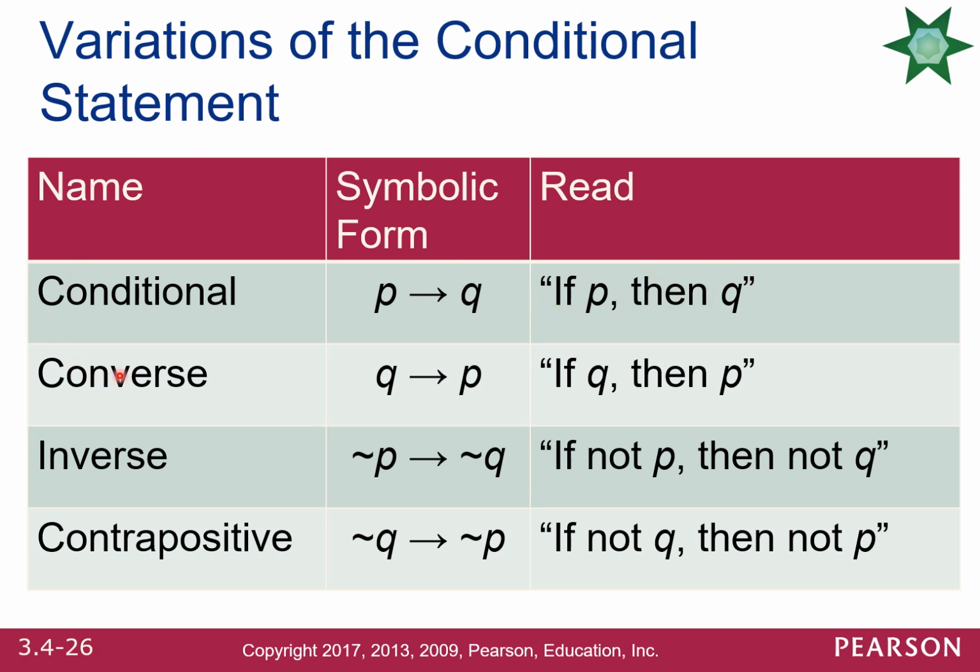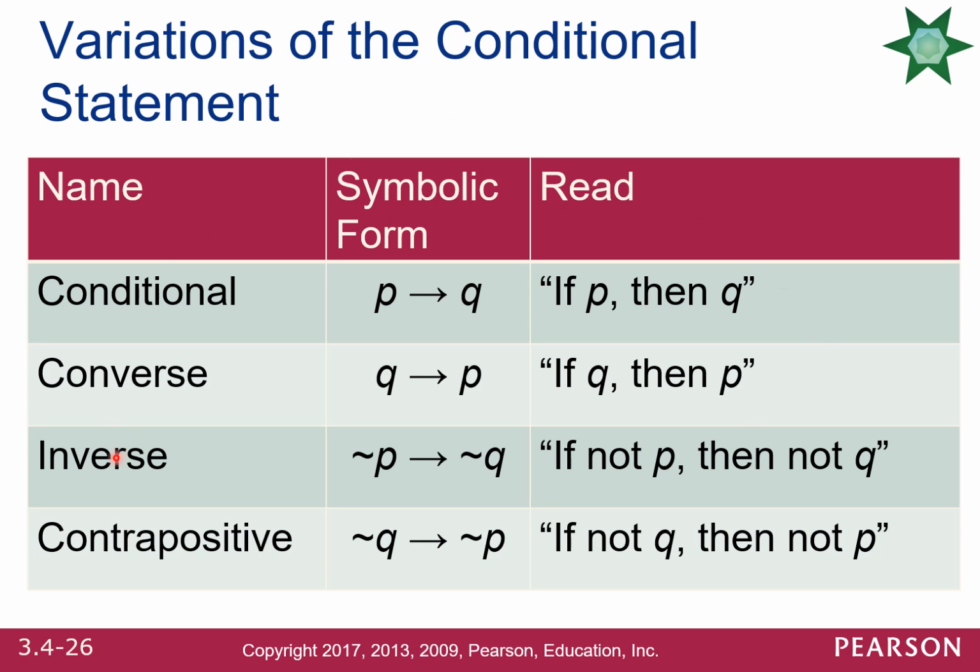And then the first variation that we learn is the converse. So converse is just switching the P and the Q. So in the conditional, the P was the antecedent and Q was the consequent. In the converse form, the Q becomes the antecedent and the P becomes the consequent. So if Q, then P. Q followed by the arrow followed by P. So if Q, then P.